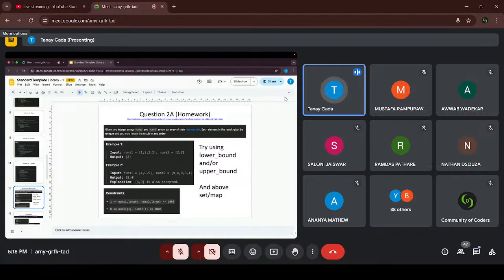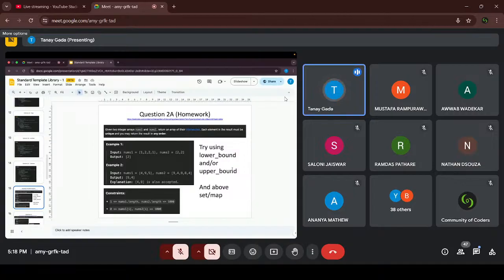Each element in the result must be unique, which means if there is a two two times here and also two times here, we only need to have it one time. So it's an easier version of the question which we did. We can also use lower bound and upper bound here. First we need to sort and then try.